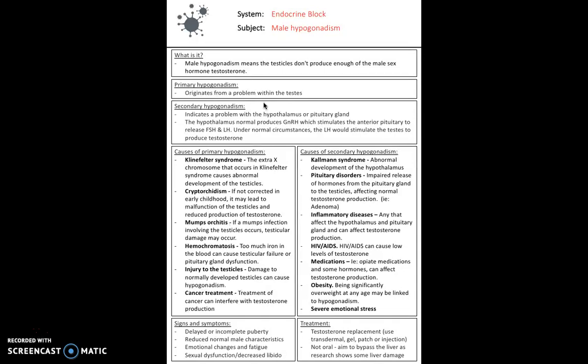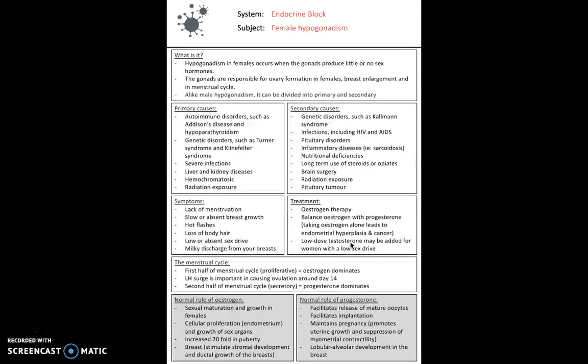Common causes of primary hypogonadism, so things that go wrong exactly with the testes, are Klinefelter syndrome, where you have XXY as your karyotype. Cryptorchidism, so undescended testes at birth, has a link to reduced levels of testosterone in childhood. We have mumps orchitis, so this is inflammation or infection which can cause damage to the testes. Hemochromatosis, injury to the testes directly, and previous cancer treatment can also cause hypogonadism. There are secondary causes. These include Kallmann syndrome, pituitary disorders, and inflammatory disorders, basically anything that can affect higher up and affect the pituitary or the hypothalamus.